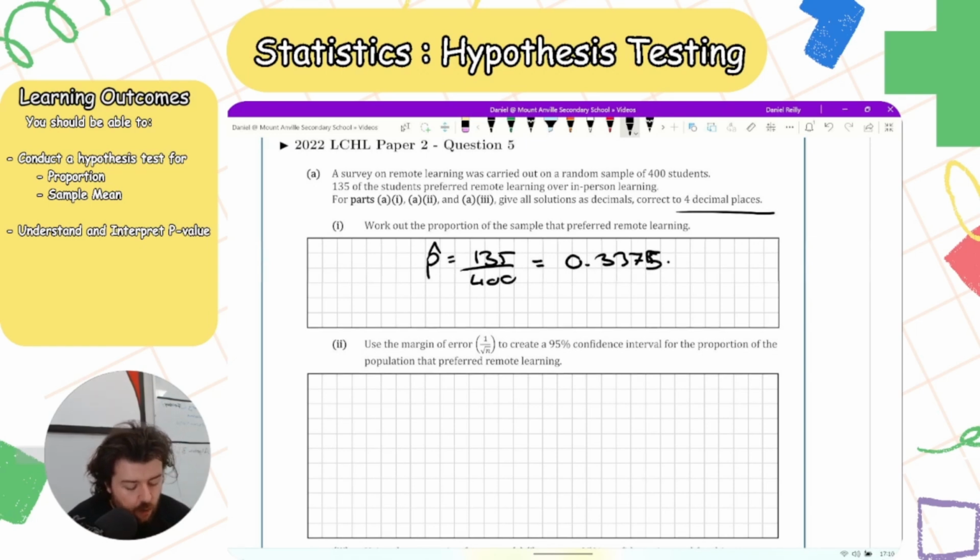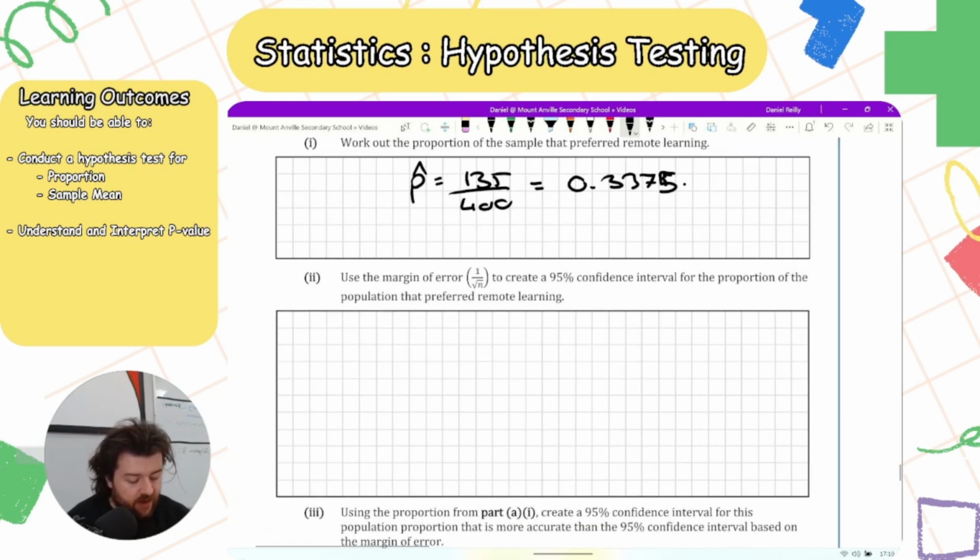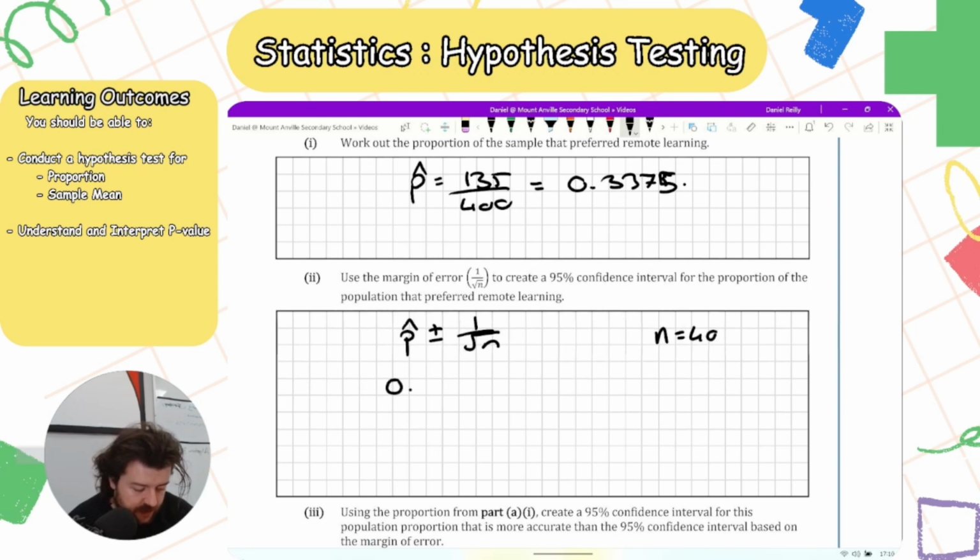Use the margin of error 1 over root n to create a 95% confidence interval for the proportion. That is p hat plus or minus 1 over root n. So n is equal to 400. So it'll be 0.3375 plus or minus just the margin of error. So we're not doing the 1.96 stuff, we're just doing the margin of error, 1 over square root of 400.